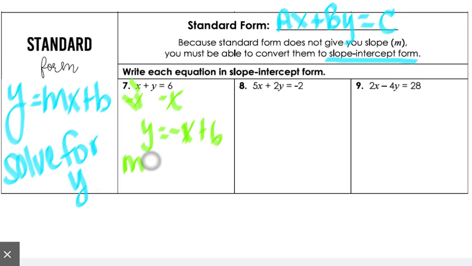So then if we identify our slope in this equation, our slope will be negative 1, and our y-intercept will be 6.